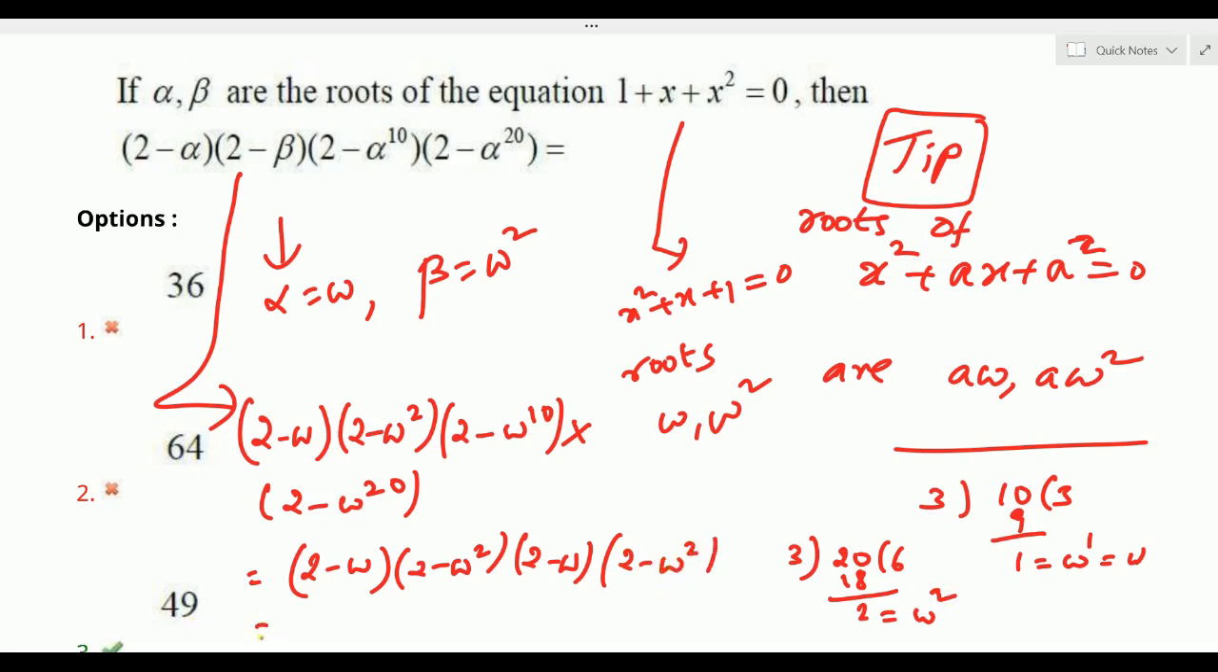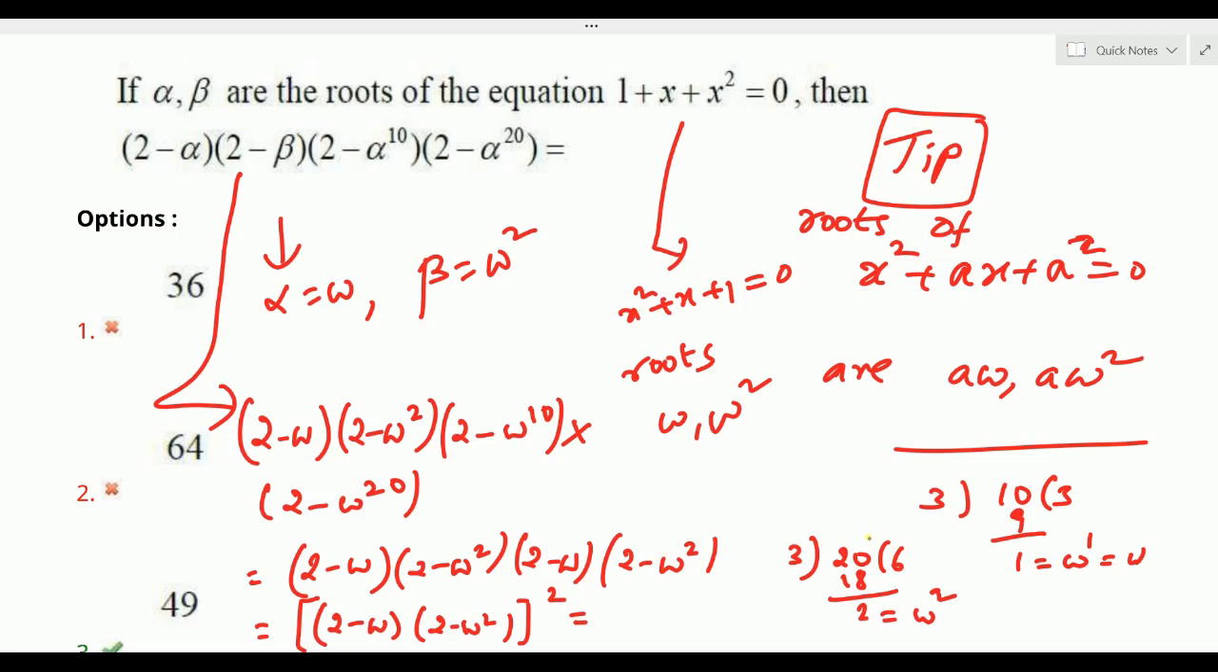You know, from these 4 terms you can observe that 2 minus omega into 2 minus omega square is one term. That is, 2 minus omega into 2 minus omega, whole square of the term, then 2 minus omega square into 2 minus omega square and 2 minus omega square whole square. So let's put a whole square on the entire thing. Okay? Now simplify the internal part.